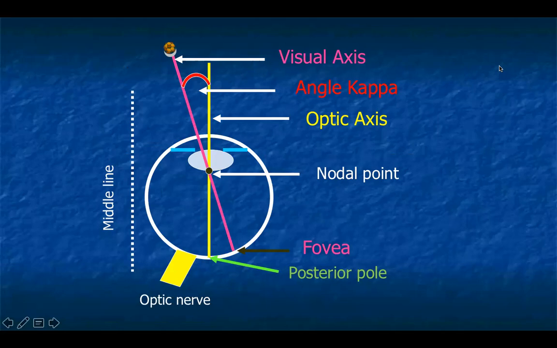Normally, the visual axis crosses the cornea on the nasal side of the optic axis. The visual axis is seen in pink in this picture, and the optic axis is seen in yellow. The angle between the visual axis and the optic axis is called angle kappa. When the visual axis crosses the optic axis on the nasal side, angle kappa is positive.